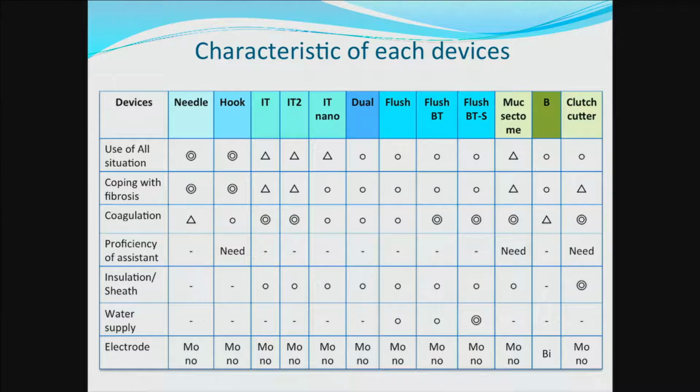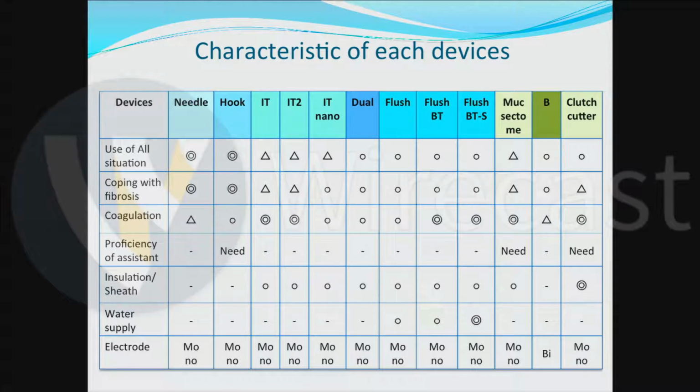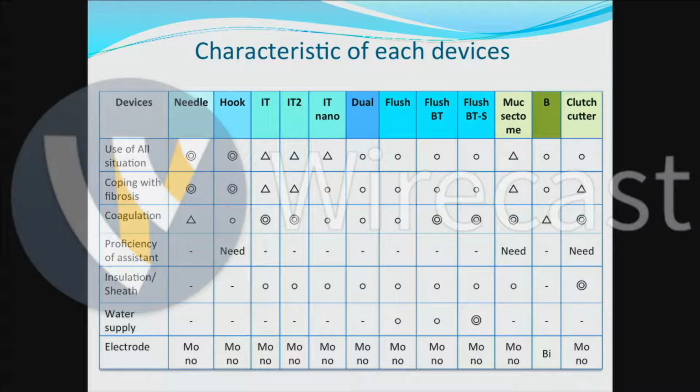And this is a summary of the characteristics of each device. A needle knife and a hook knife are still helpful to cope with severe fibrosis. And the IT knife and IT knife 2 are useful for coagulation. IT nano has improved in coping with fibrosis compared to IT 1 and IT 2. And Dual knife and Flush knife are useful in all situations. It makes a marking by itself.